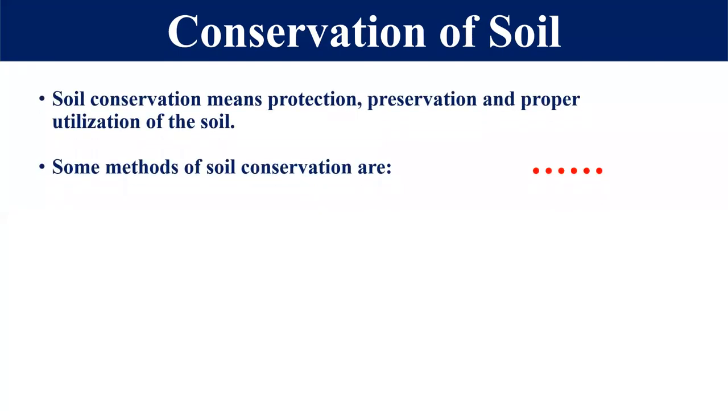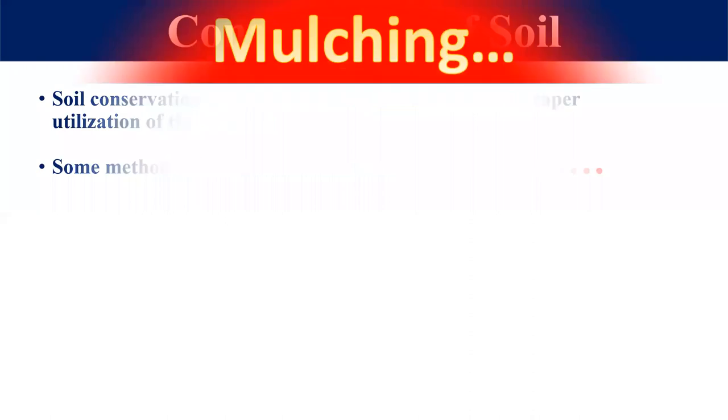So dear student, first of all, let's discuss soil conservation. It means protection, preservation, and proper utilization of the soil. It means to maintain the quality of soil; this is called soil conservation. The methods which we adopt to protect our soil from soil erosion and from declining quality of the soil are called soil conservation. Right? So we will discuss some methods by which we can conserve our soil.